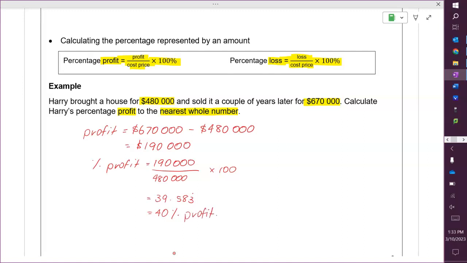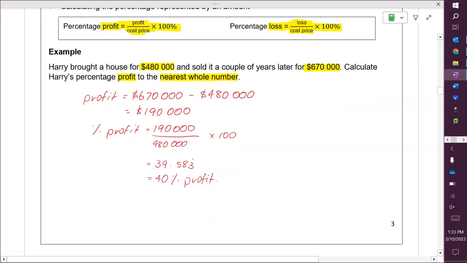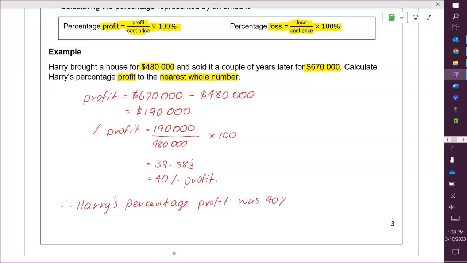Now, with this being a worded question, I then need a worded answer. So therefore, Harry's percentage profit was 40%.